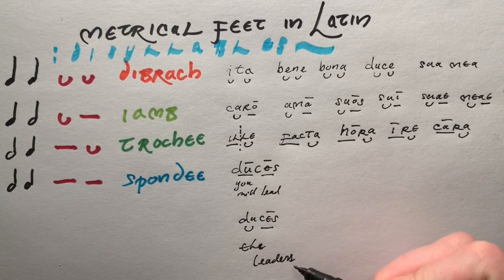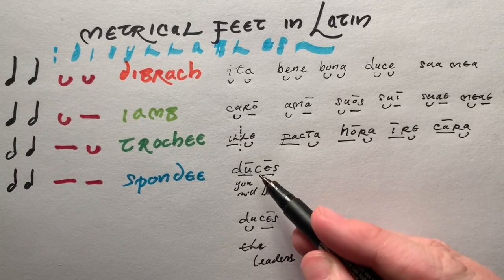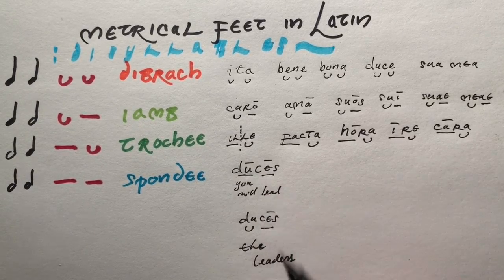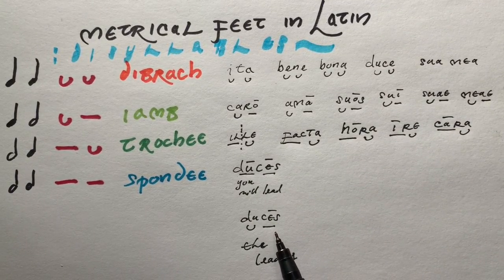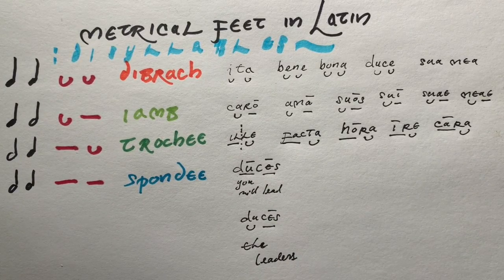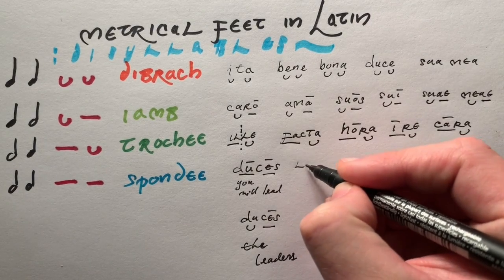So the first syllable in the leaders is du. The first syllable in you will lead is du. And we can really hear them together. Duces, the leader. Duces, you will lead. And this distinction ends up being the most important part of understanding the sound of Latin literature. Let's look at another spondee.